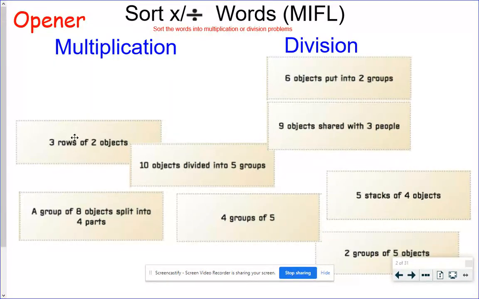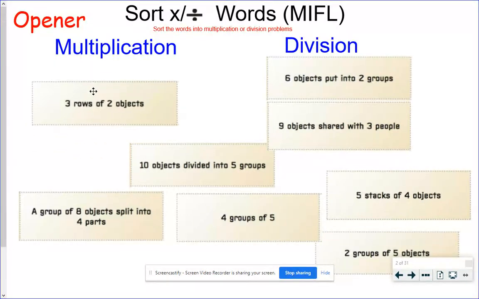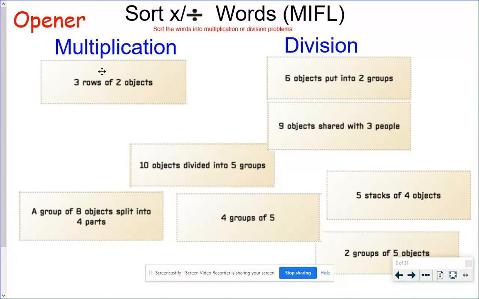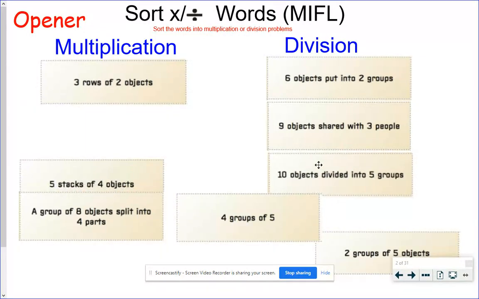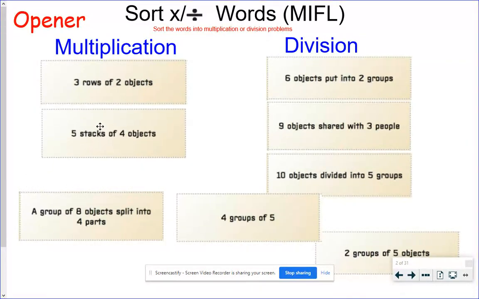3 rows of 2 objects. That sounds like an array to me, so that would be multiplication. 10 objects divided into 5 groups. That would also be division. The big clue is that you have the divided word in there. 5 stacks of 4 objects. That's another way of saying groups, so that would be multiplication, equal groups of the same amount.